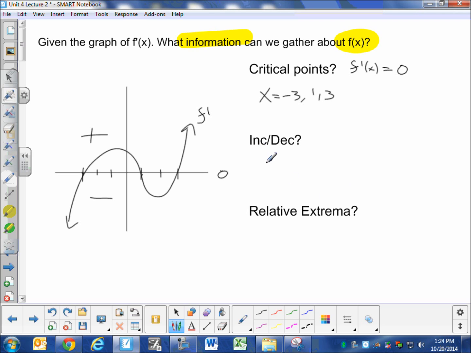So if I asked you when f of x was increasing, this is where f is increasing, not where f prime is increasing, what would you tell me? Between -3 and 1, because these values of f prime are positive, and from 1 to infinity, because this is where f prime is positive. Oh, sorry, 3 to infinity.